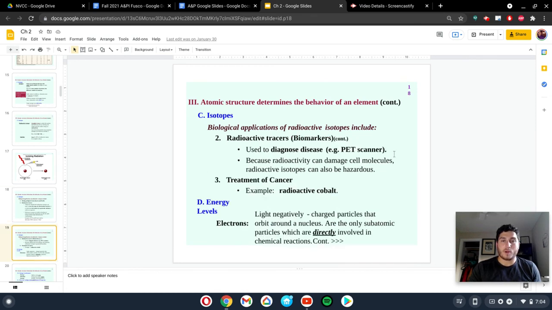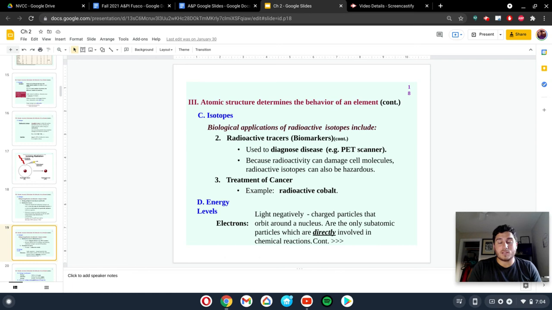Here we go, biomarkers, and these could be used for various things, such as diagnosing different diseases. We can see these inside of a PET scanner. Because radioactivity can damage molecules, these isotopes can also be hazardous. This is not something that is always going to be used, but sometimes it is the only thing we can use.